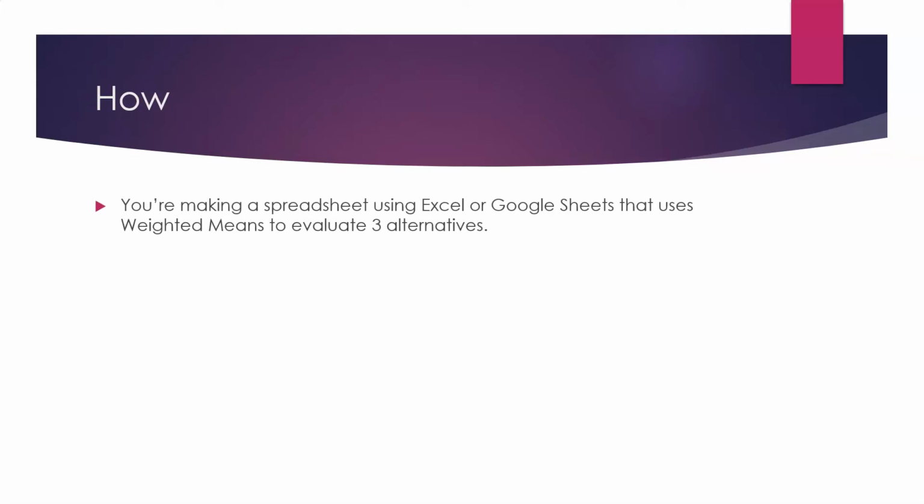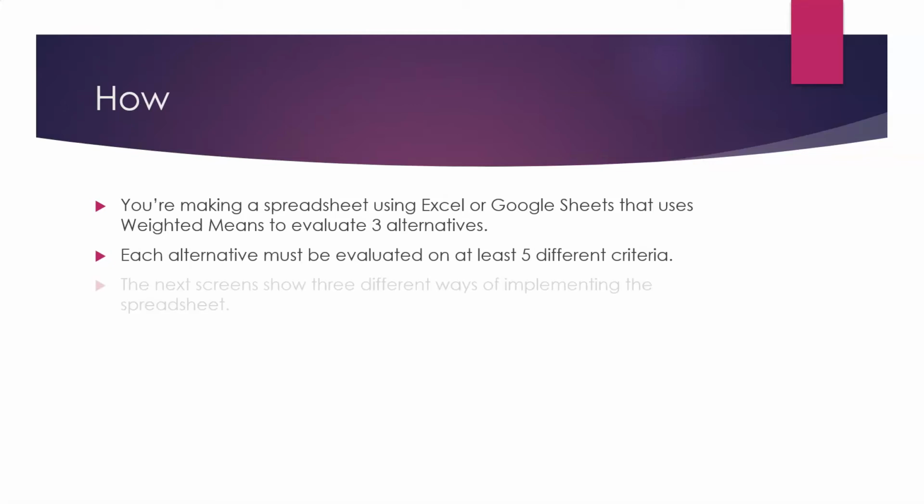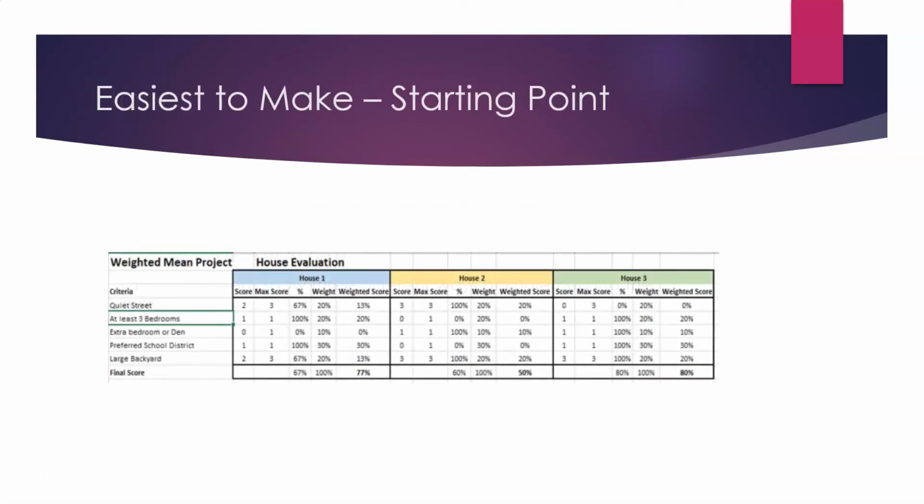You're making a spreadsheet using Excel or Google Sheets that uses weighted means to evaluate 3 alternatives. Each alternative must be evaluated on at least 5 different criteria. The next screen shows 3 different ways of implementing the spreadsheet. So this is the easiest to make, and I'd recommend this as the starting point. It lays out all of the calculations in front of you, all of the details, so you can work through them one at a time and you immediately see the results on screen.